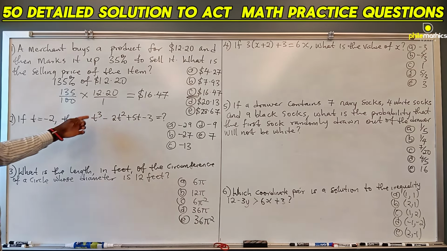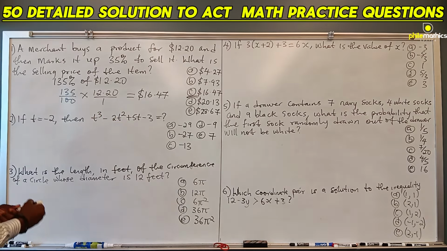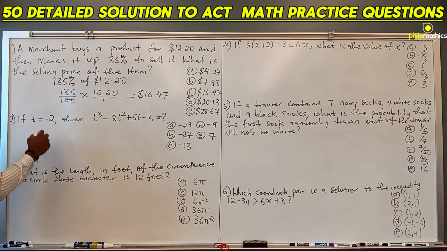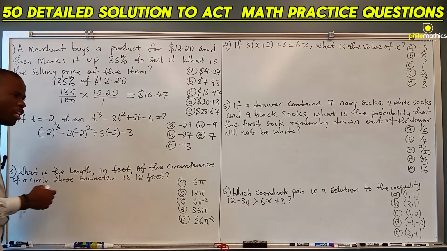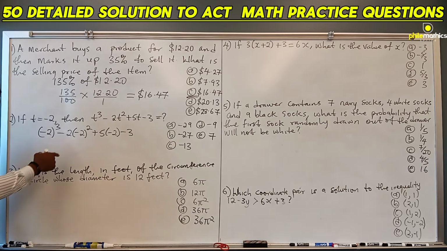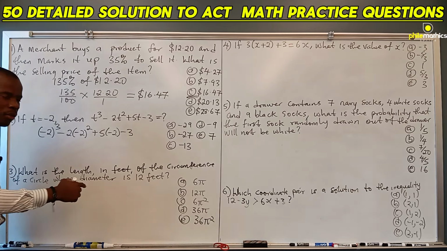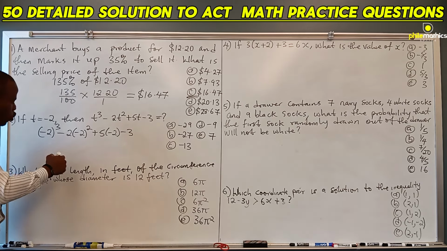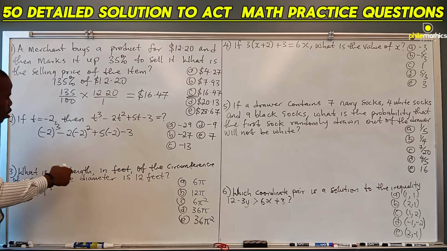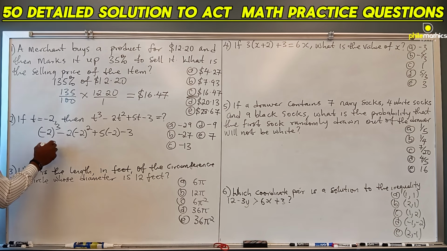Question 2 says that if t is minus 2, then what is this? We simply substitute minus 2 for t. So if we do that, we'll have minus 2 cubed, minus minus 2 squared, plus 5 times minus 2, minus 3. Minus 2 cubed is minus 8, because if you cube a negative number, the answer will be negative. If you take a negative number to an odd power, you still have a negative answer, but if you take a negative number to an even power, you will have a positive answer.